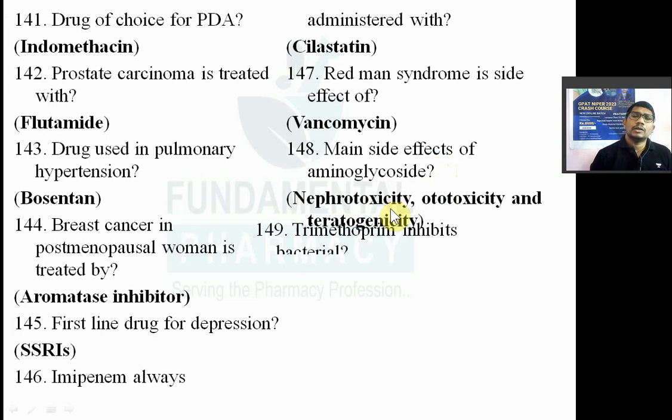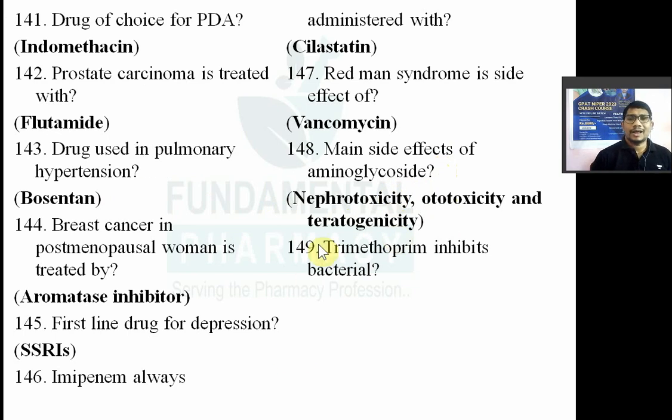Now question number 149. Trimethoprim inhibits bacterial dash dash. So what is trimethoprim? It is a dihydrofolate reductase inhibitor. Trimethoprim is a drug you will find in the sulfonamides chapter. Sulfonamides are antibacterial drugs which inhibit the synthesis of folic acid in the bacteria. First of all you should know bacteria cannot utilize already formed folic acid.